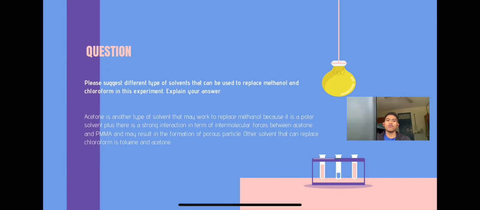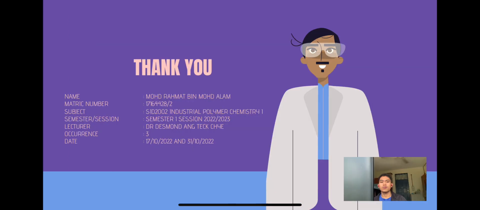Okay, so we move to the question part. The question is, please suggest different types of solvent that can be used to replace methanol and chloroform in this experiment. Explain your answer. In my opinion, acetone is another type of solvent that may work to replace methanol because it is a polar solvent. Plus, there is strong interaction in terms of intermolecular forces between acetone and PMMA. It may result in the formation of porous particles. Other solvents that can replace chloroform are toluene and acetone itself.